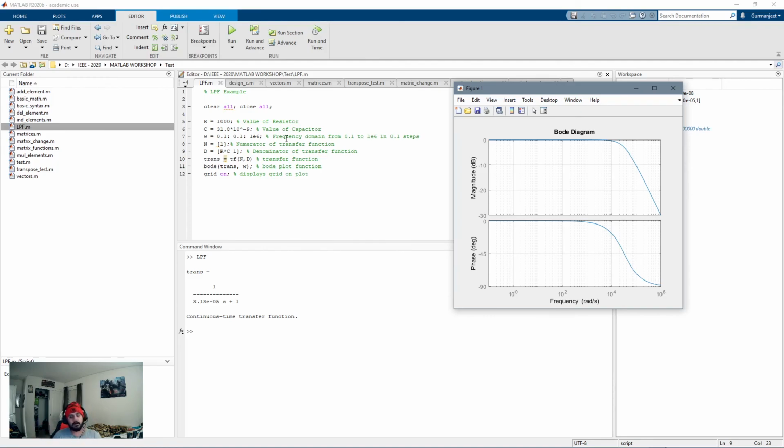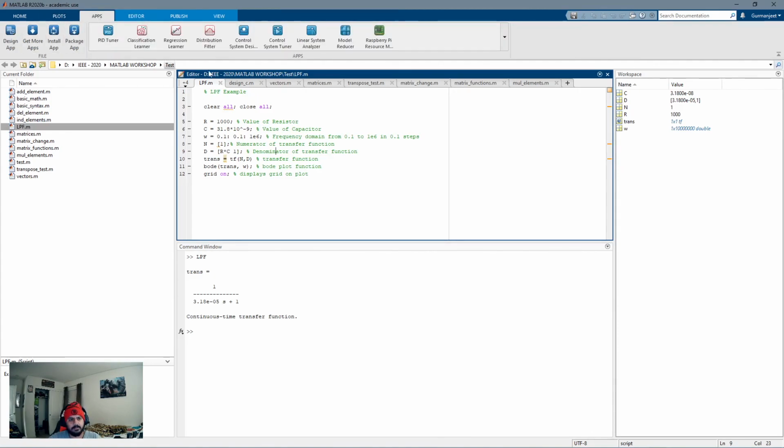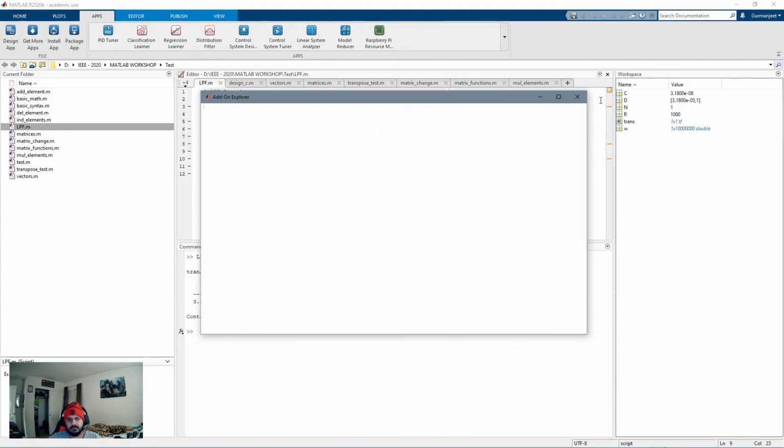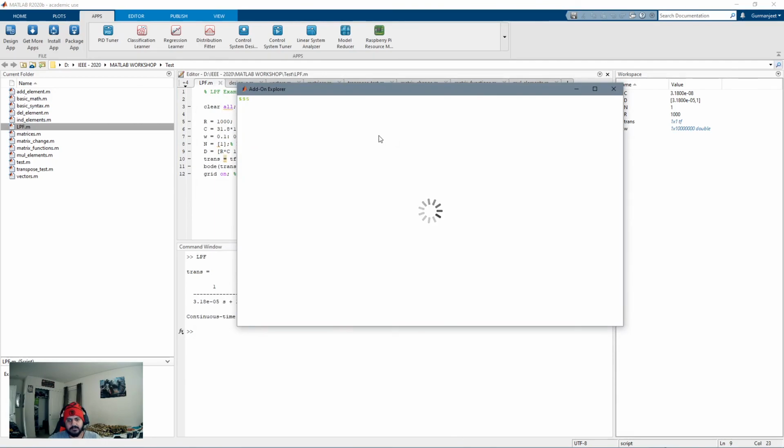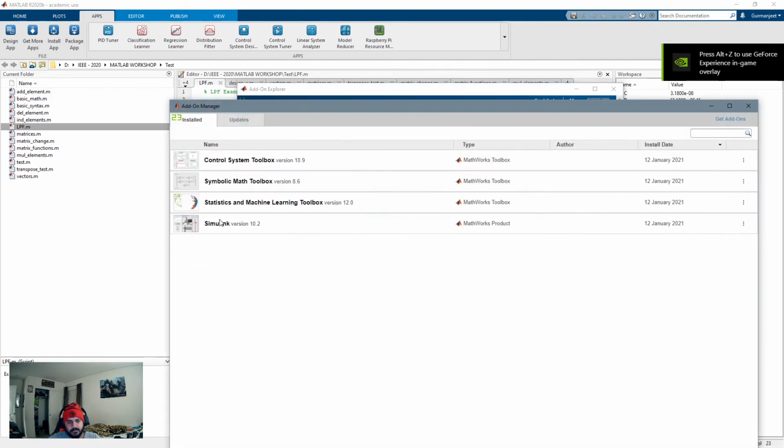And we should also be sending out a video for Simulink, where we show you how to use Simulink within MATLAB. I'll actually open it up. We should have installed Simulink during the installation process, but in any case, if you didn't install it, you can also install it from here.